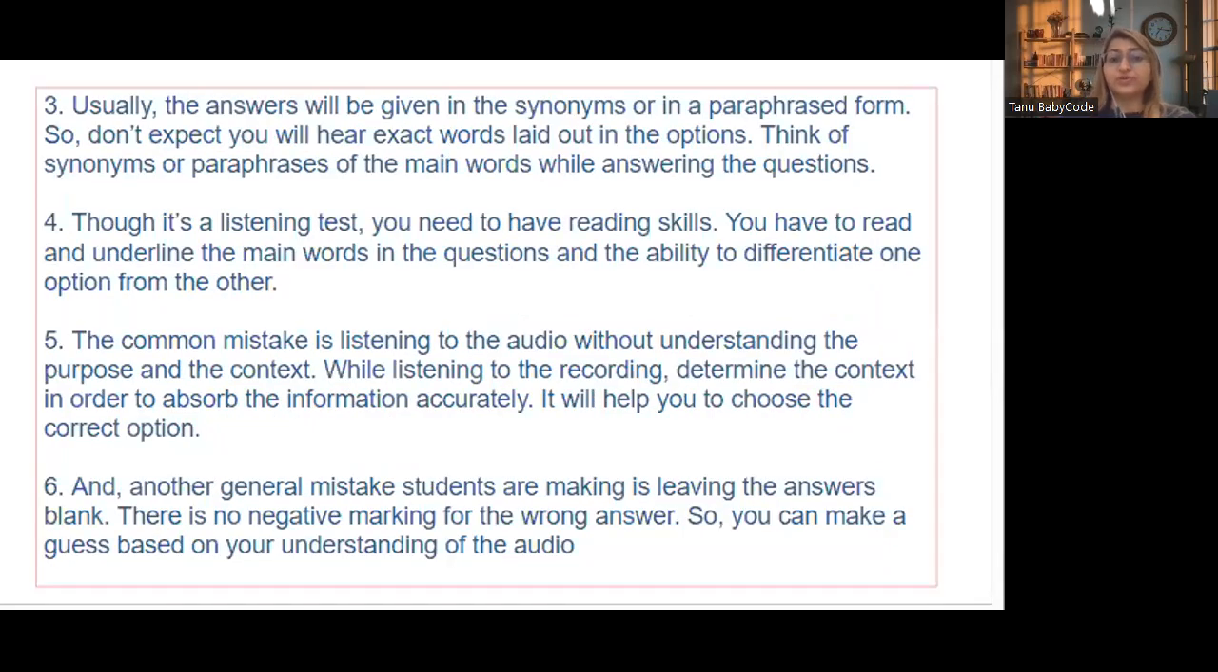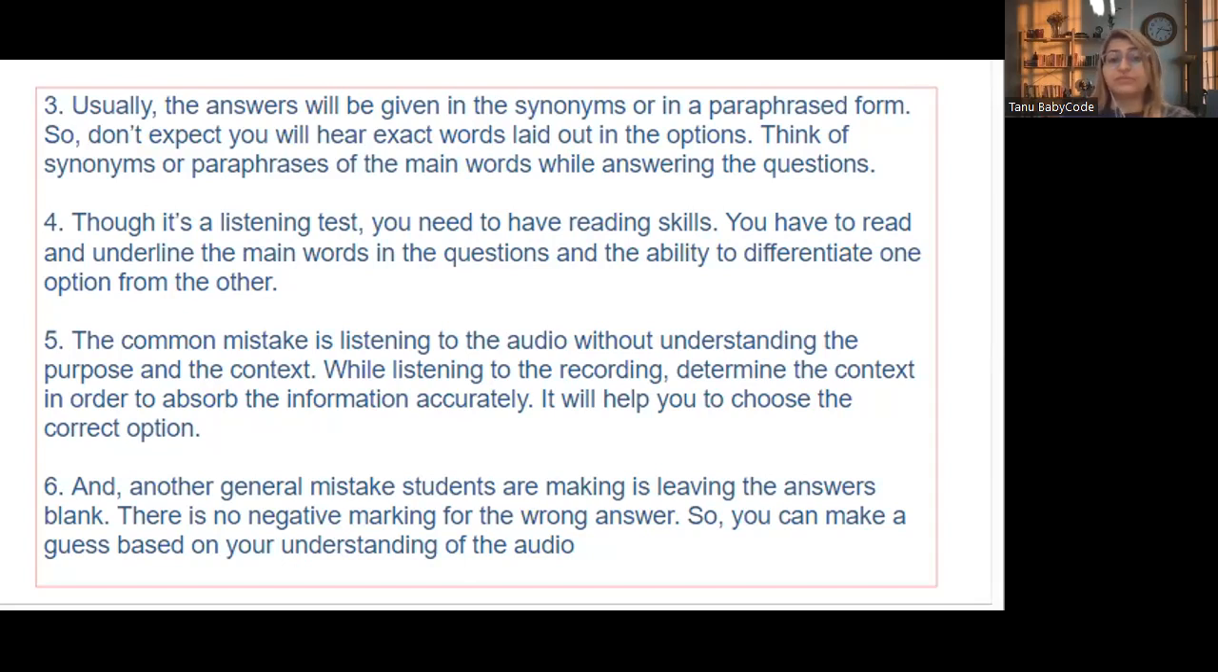Third, usually the answer will be given in synonyms or in paraphrased form. So don't expect that you will hear the exact words. Think of synonyms and paraphrases of the main words. Though it's a listening test, you still need reading skills. You have to read and underline the main words in the question, and you need the ability to understand the options also.